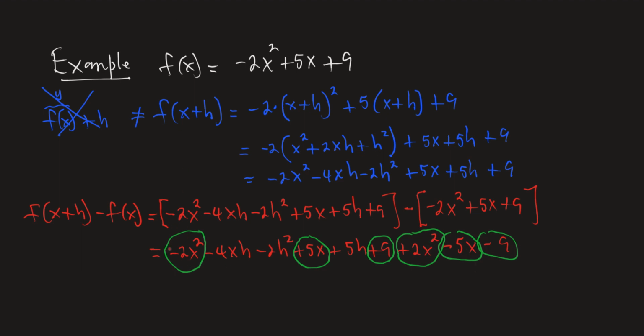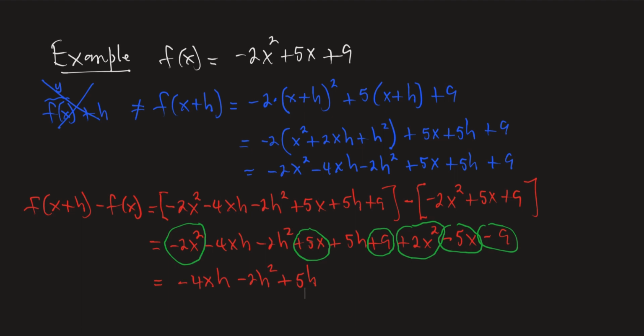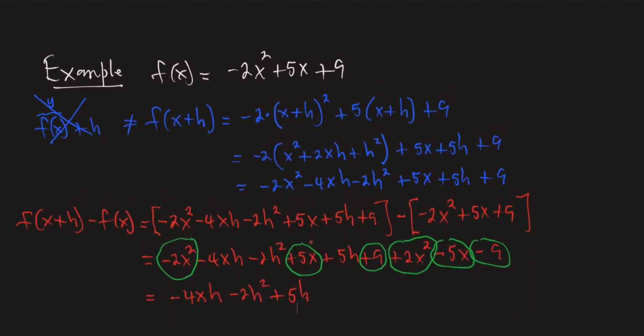So that means everything that's left will have an h. So this is what the numerator simplifies to: negative 4xh minus 2h squared, and then plus 5h. All right. So that's the long part of the process, but we got the numerator simplified.